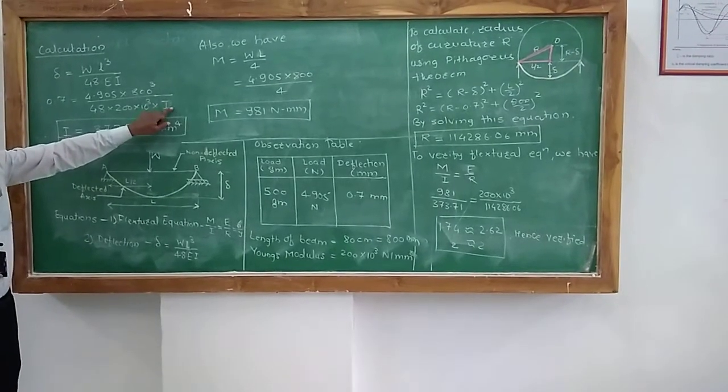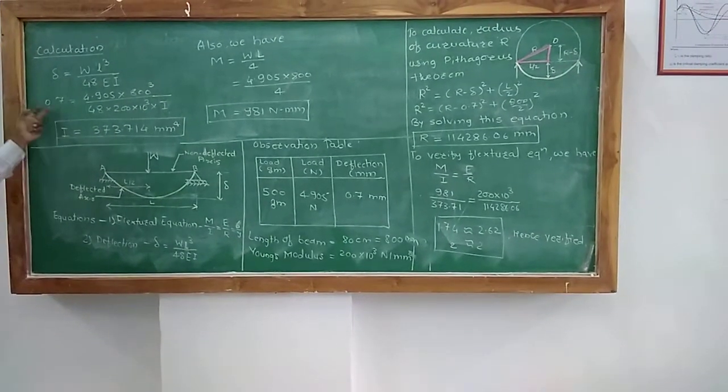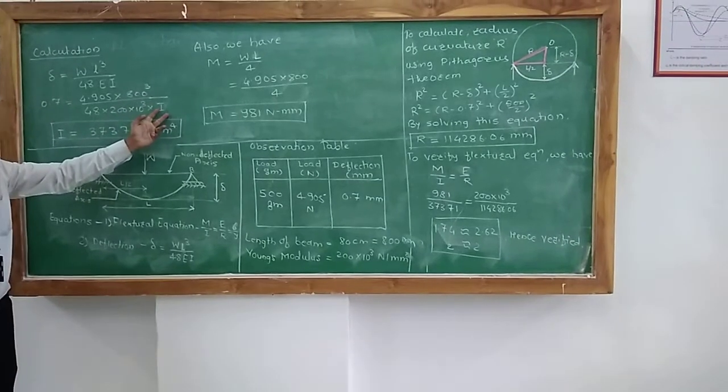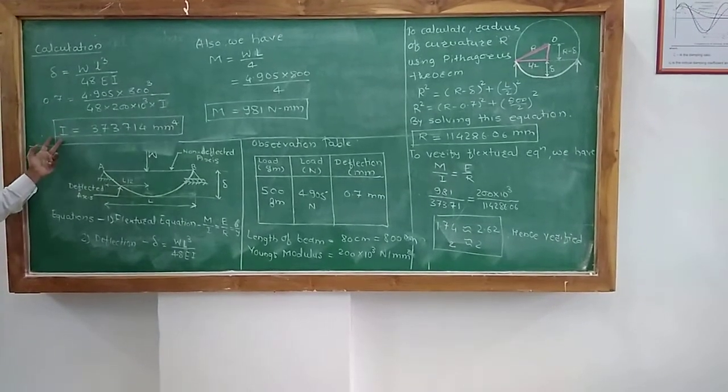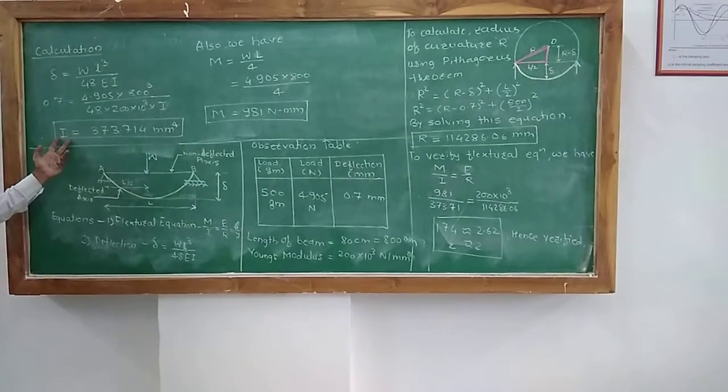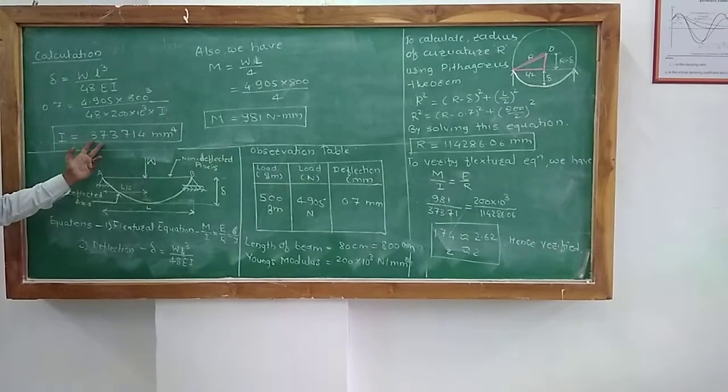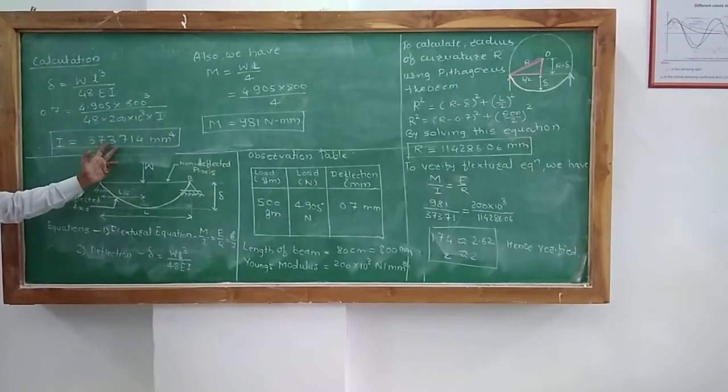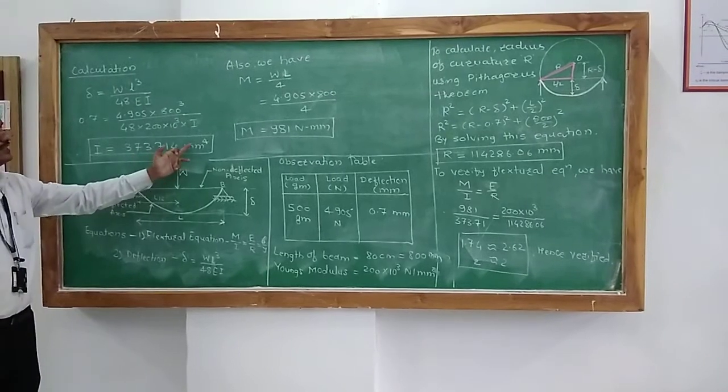So by keeping I on the left hand side and 0.7 in the denominator of the right hand side, you will come to know the value of I, that is the moment of inertia, is 373.714 millimeter raised to 4.